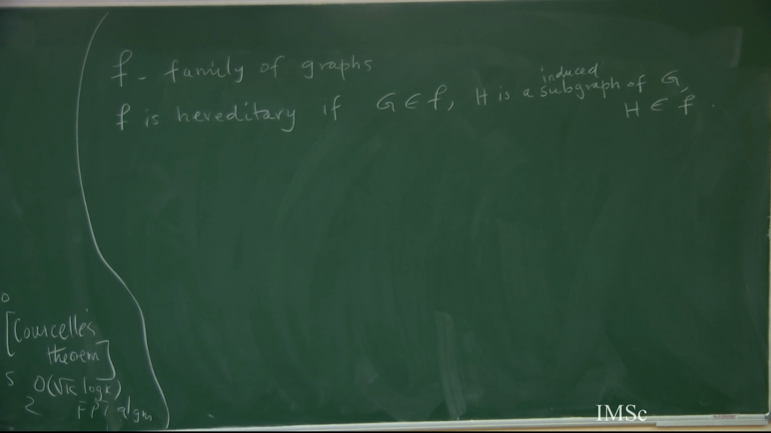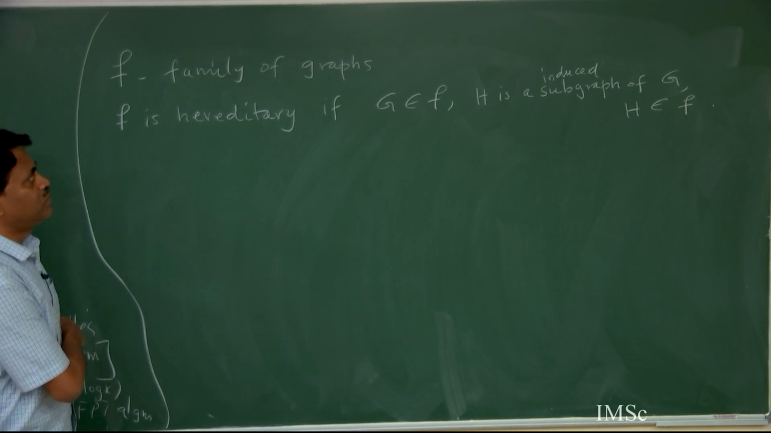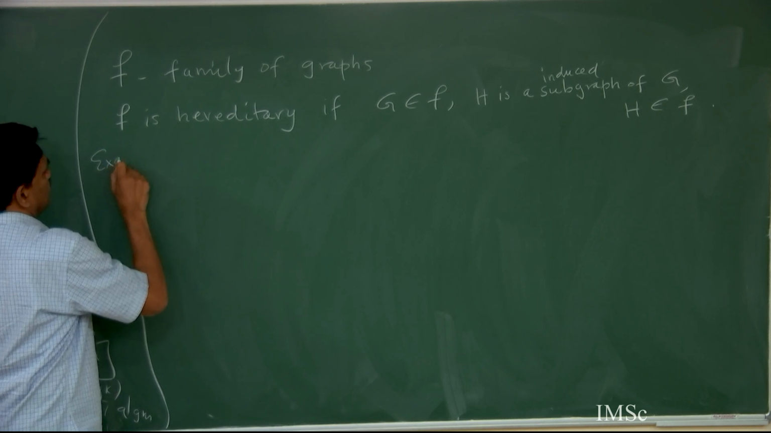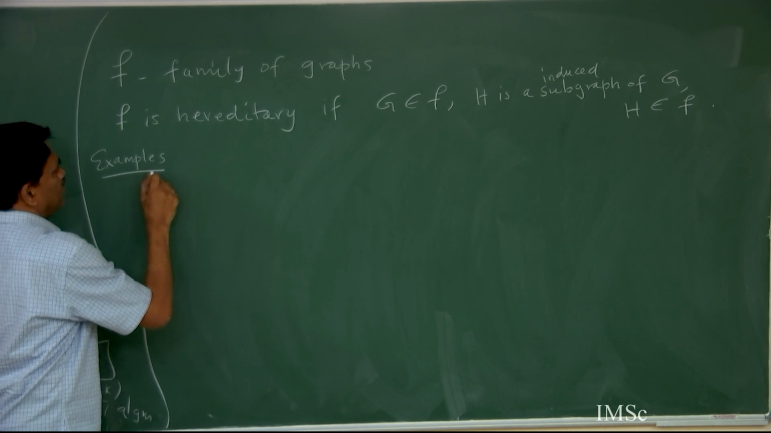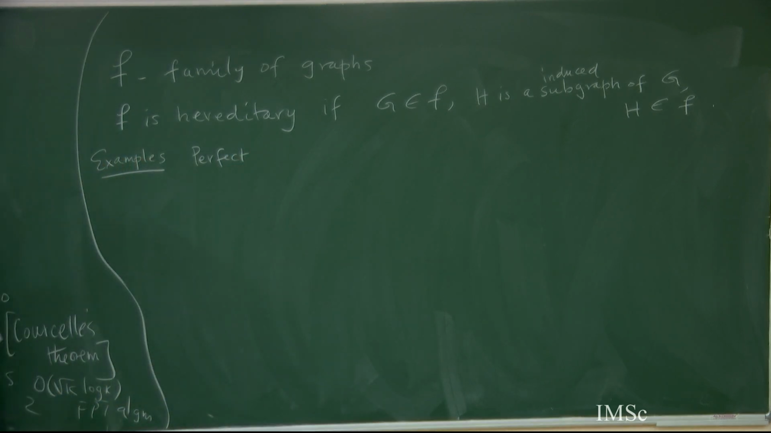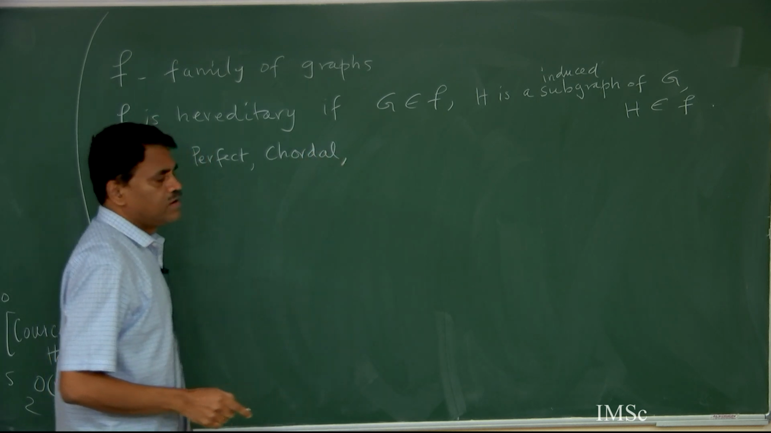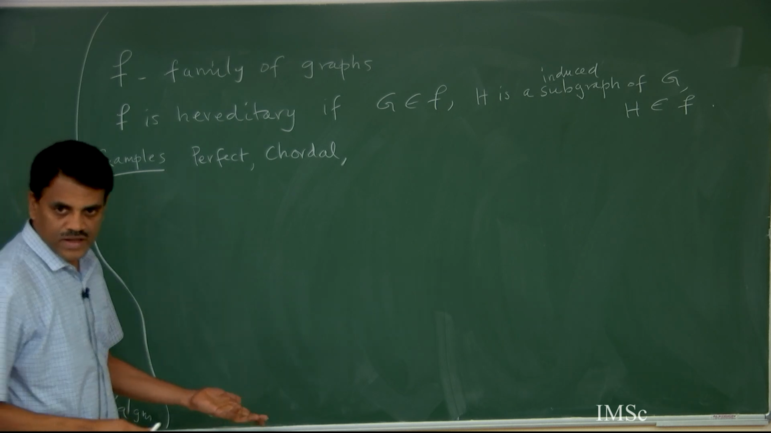So, what do you know as an example of a hereditary class of graphs? K-clique free graphs. Okay, perfect graphs. Perfect graphs. Let's see why. Because if G is perfect, every induced subgraph of G is also perfect. Okay. Chordal. Why go that far? Bipartite.